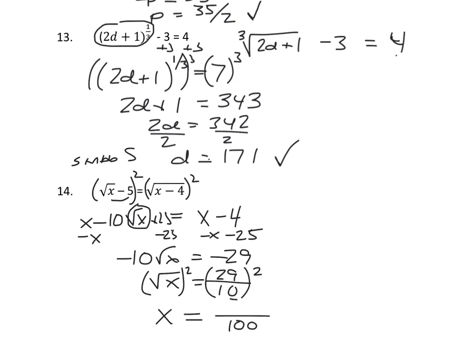So I'm going to have 29 squared, whatever that might be, over 100. If I plug that in, the big thing is just to make sure that everything ends up being positive, which it does work in this case, and therefore it would check.